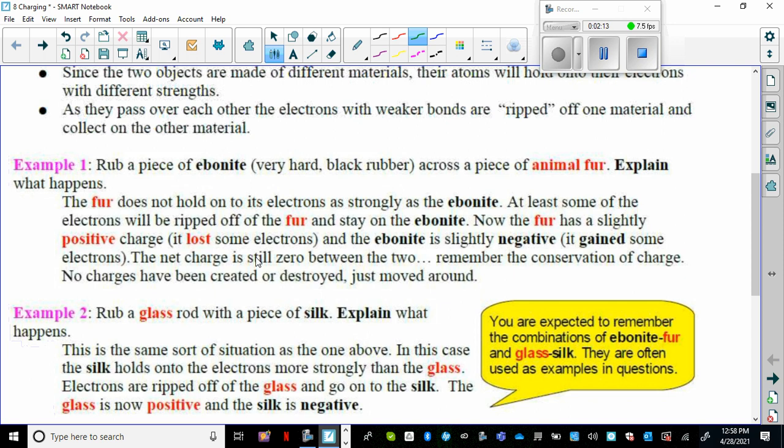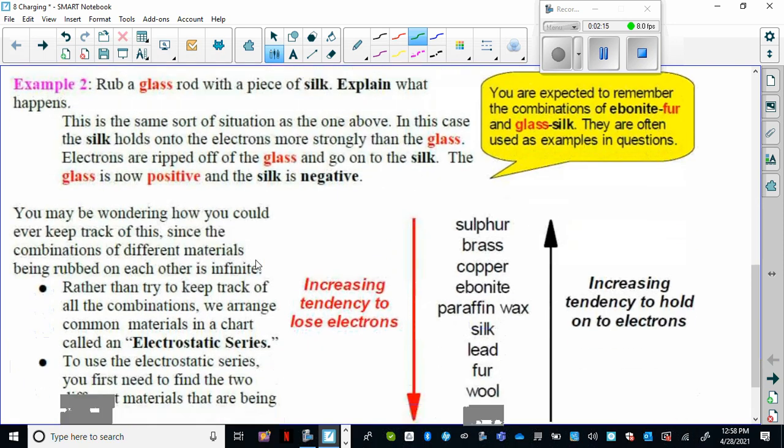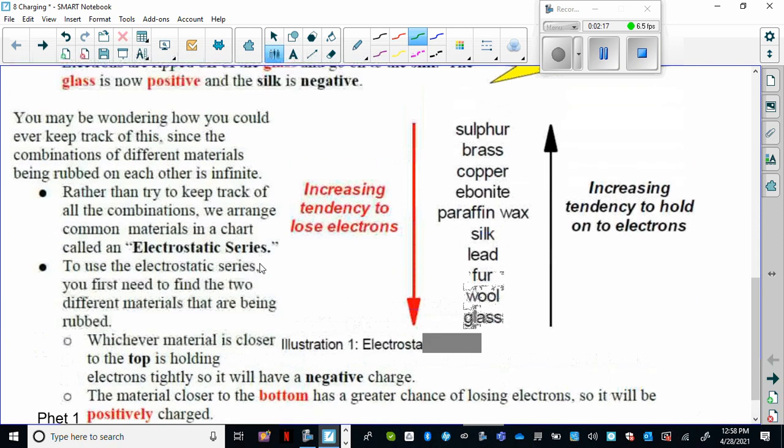So I've just gone over that. And then we have some interesting information on specific materials and their tendency to lose or gain electrons. Right at the bottom here, we have glass. Glass loves to lose electrons, and here's the ebonite right there. You can see ebonite and fur have to be in that configuration, because ebonite wants to gain electrons, fur wants to lose electrons, so they're kind of made for each other.